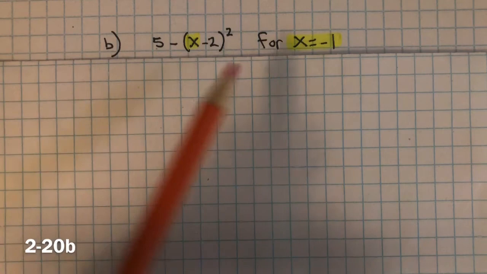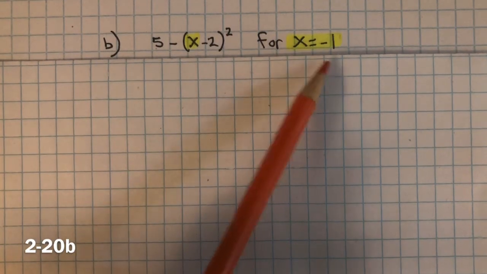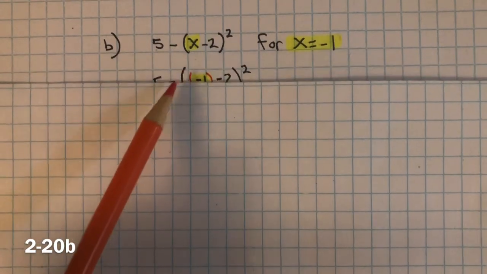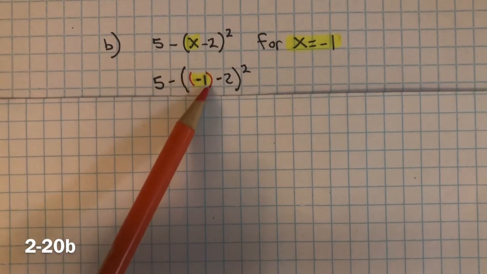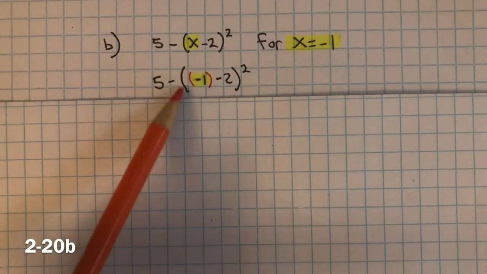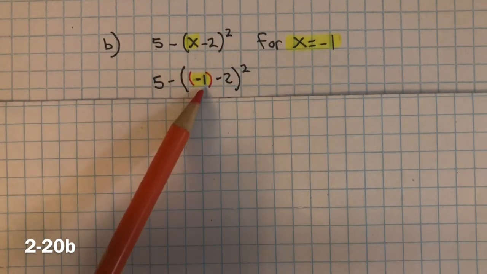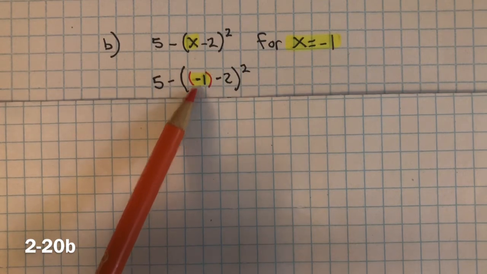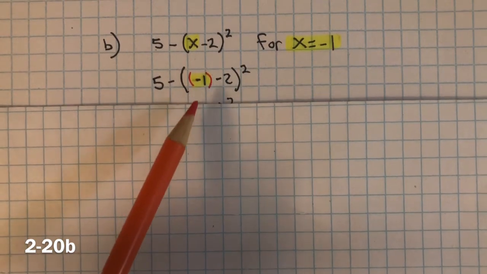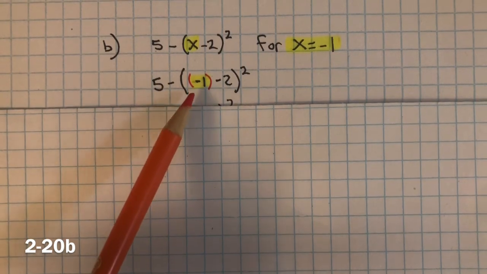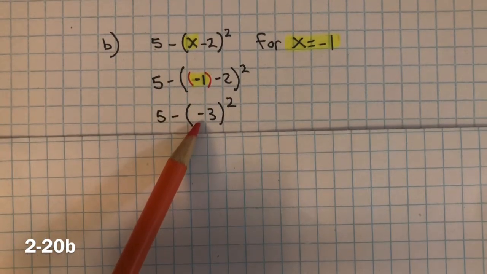220b, x equals negative 1. So we're going to substitute x with the value of negative 1, and I put it in parentheses. Now we have to follow order of operations, GEMDAS, so we have grouping symbols. We have to simplify what's inside the parentheses first before we do exponents. Negative 1 and negative 2, the signs are the same, so you're going to add them. You know it's going to be a negative, which equals negative 3.